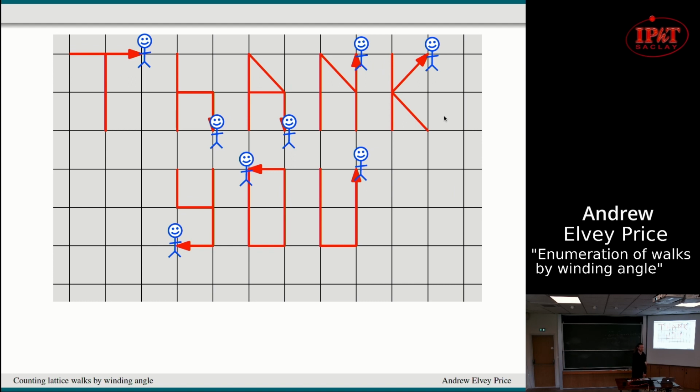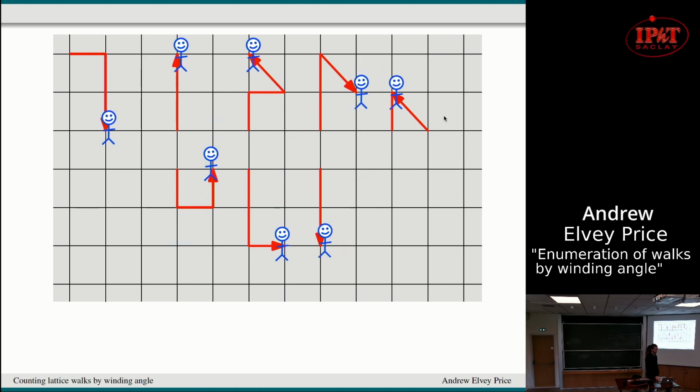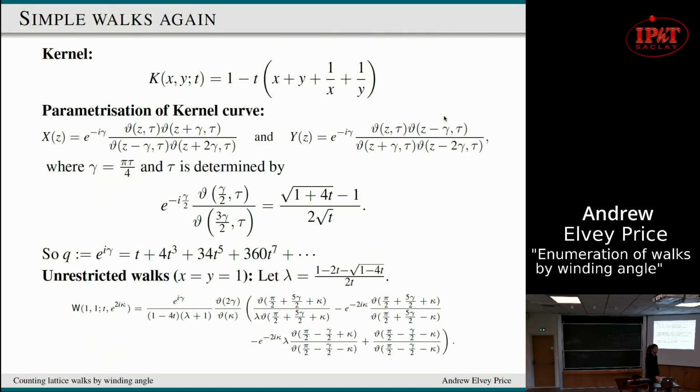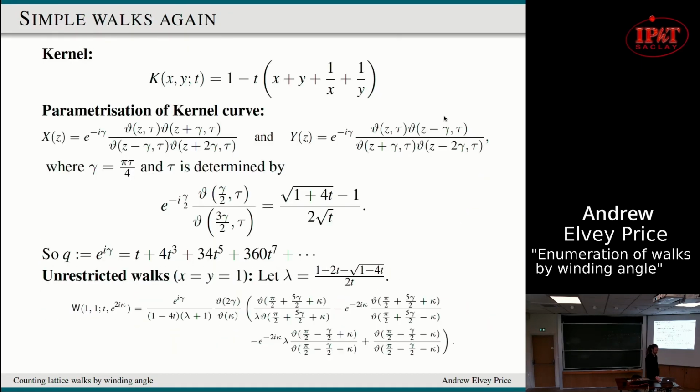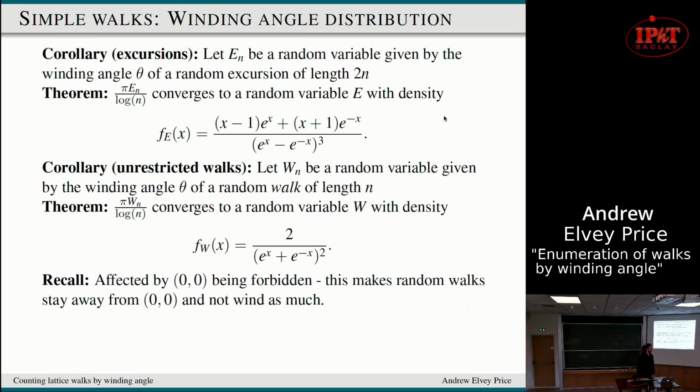Other questions? Maybe I have one. In your last result about asymptotics, you said that for unconstrained walks, you have the same law as for Brownian motion avoiding a disk. But is there a discrete model for which you have the other law?